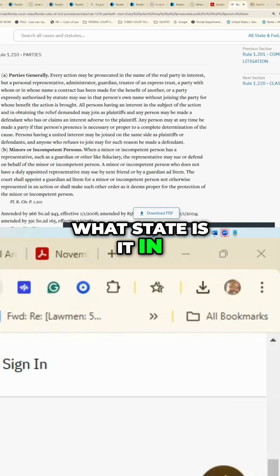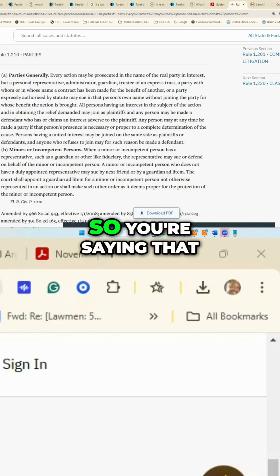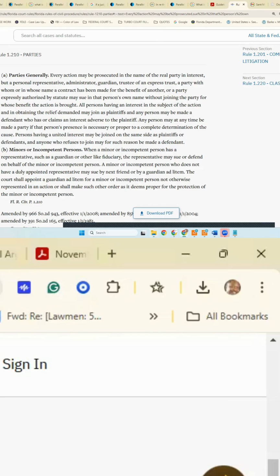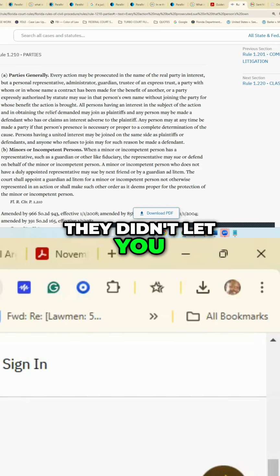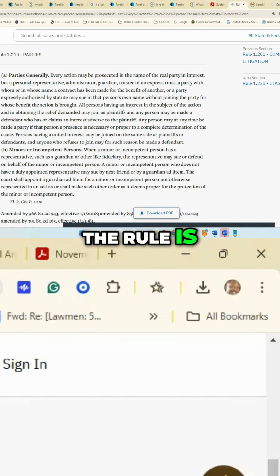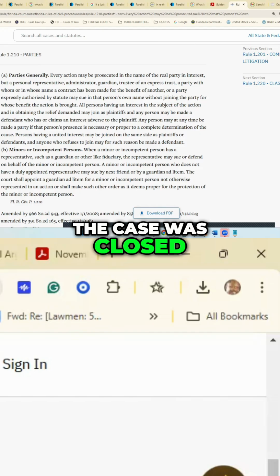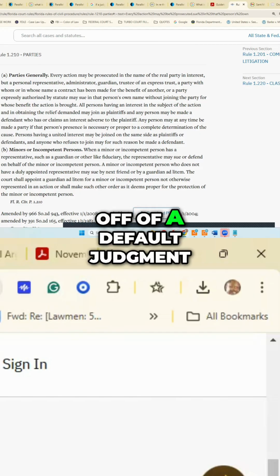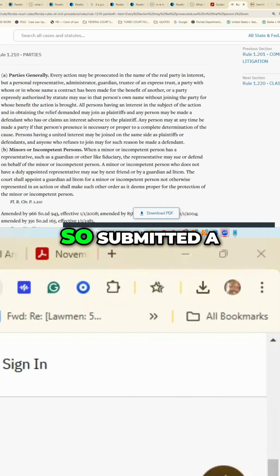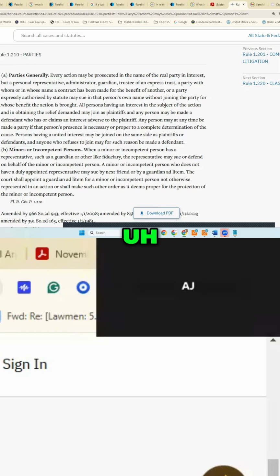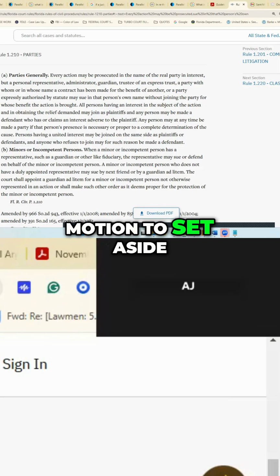What state is he in? Yeah, what state? Alabama. So you're saying the judge didn't let you open it back up. Just find out what the rule is. Yeah, the case was closed off of a default judgment. So I submitted a motion to set aside default judgment, but they denied the motion to set aside default judgment.